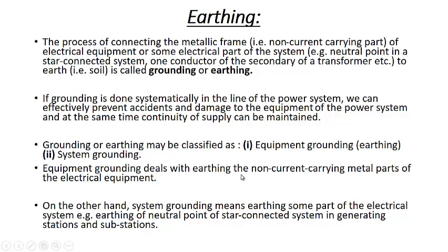Equipment grounding deals with earthing the non-current carrying metal parts of the electrical equipment. You can see that we are just connecting the casing, in general, to the earth. On the other hand, system grounding means earthing some parts of the electrical system, for example, earthing the neutral point of the star connected system in the generator station and substation. Usually there are two things that we connect to ground in case of neutral grounding or system grounding. One is the star point of the star connected transformer or generator, and another is, if we have a single phase transformer, the secondary and the primary of one of them are connected to the earth.